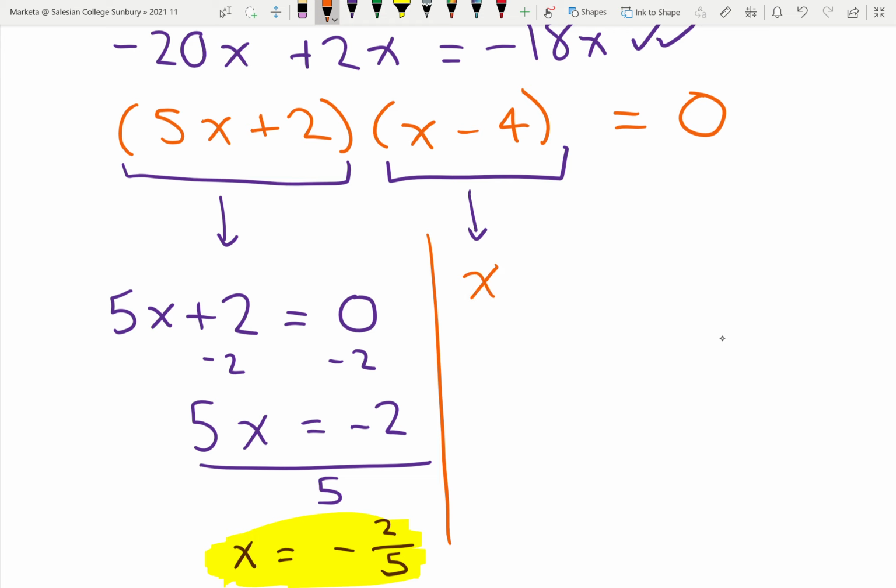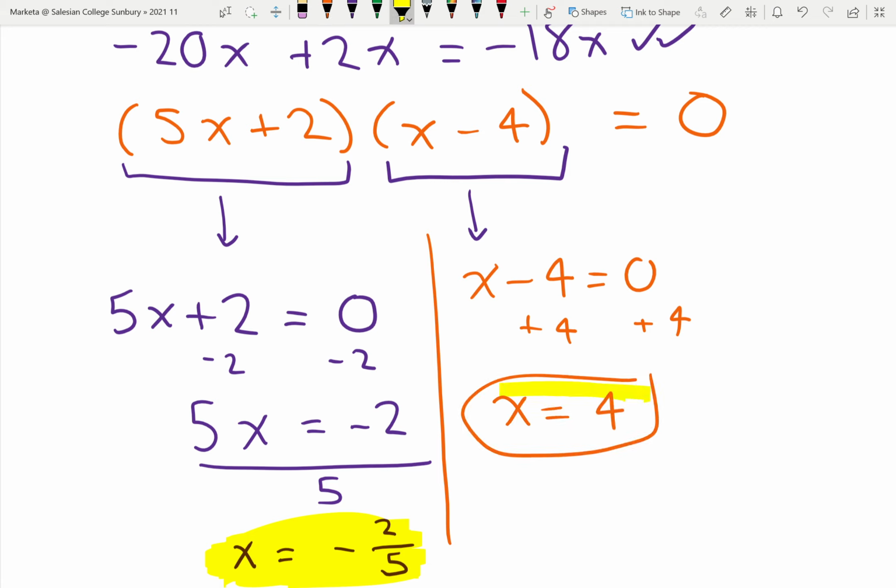So this one's a bit easier. x minus 4 equals 0. So we're going to add 4 on both sides. So that's our second solution. Look, people can get confused here because this one, the answer is just the opposite. It says -4 in the brackets. Our answer for x is +4.